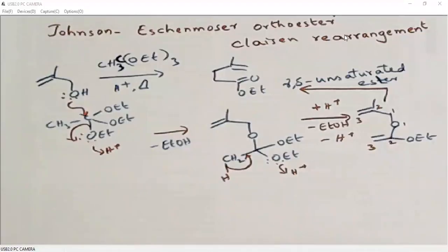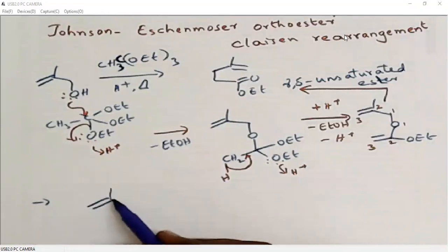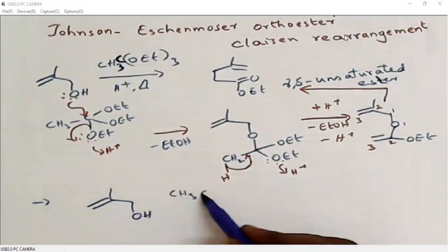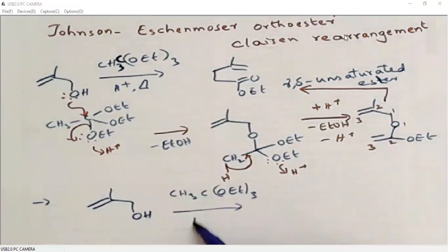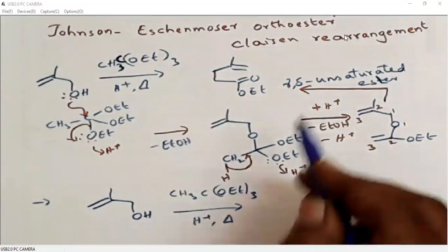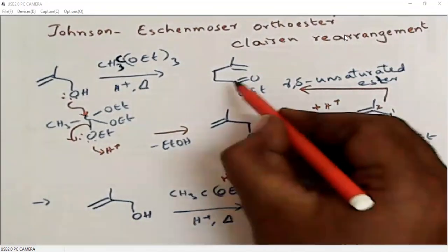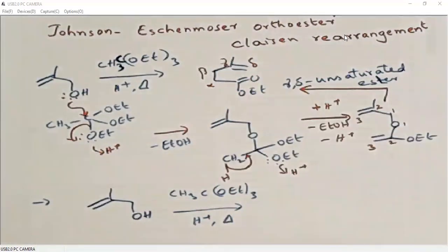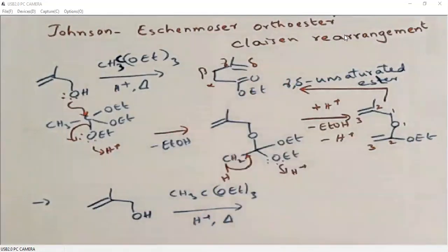Now I will explain the shortcut to predict the product in the Johnson-Eschenmoser orthoester Claisen rearrangement. You don't need to worry about all these mechanisms. If you are asked to predict the product, it is very, very easy. What is the product here? It is the gamma, delta unsaturated ester. So what we must do is know where the gamma, delta double bond is and then extend this.